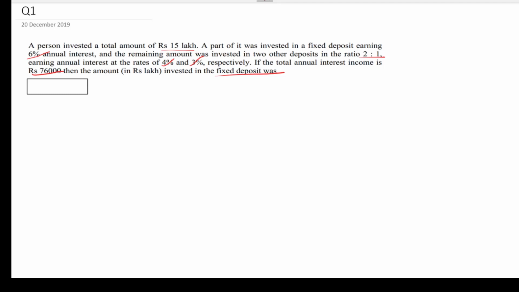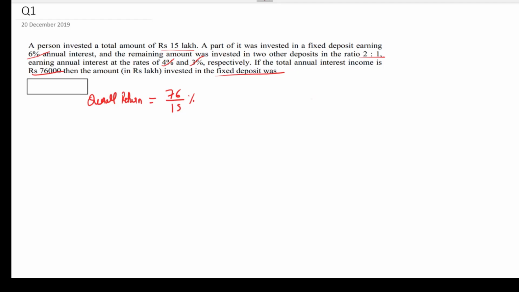I will try to solve this question using the common method we use in alligation and mixture. First we need to find the overall return. The overall return will be: he invested 15 lakh and got 76,000. So this will be the overall return.